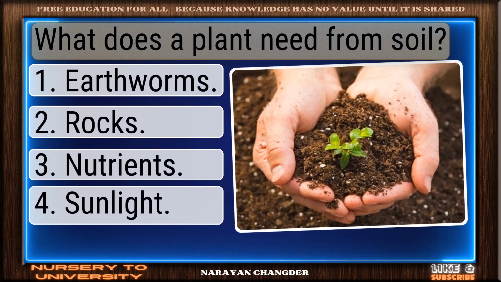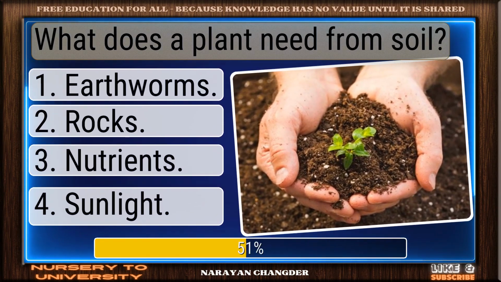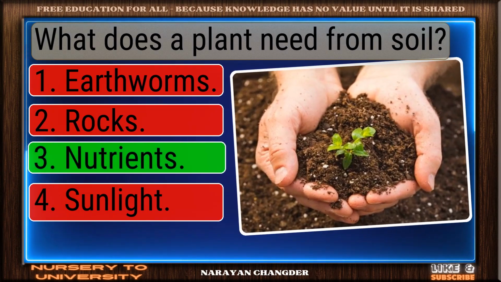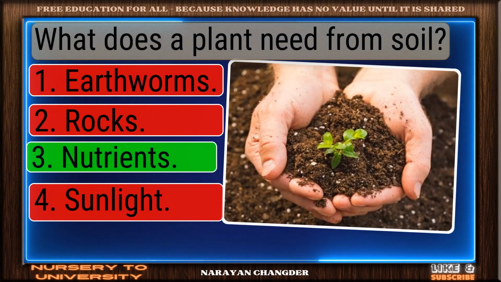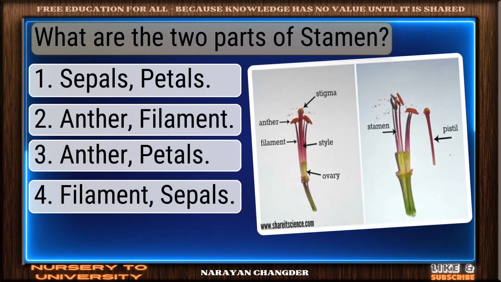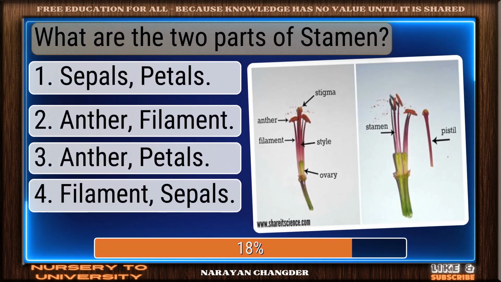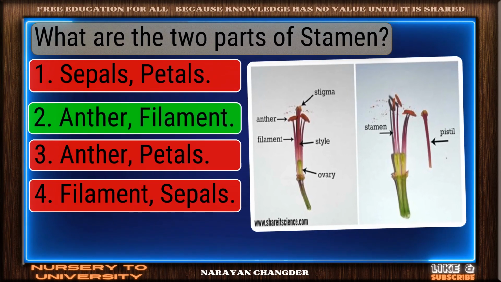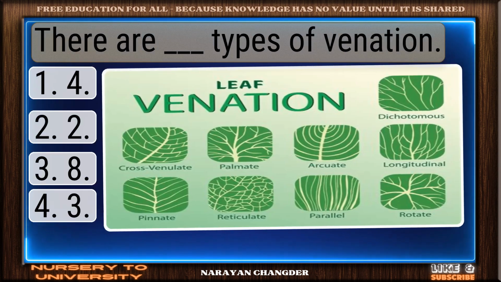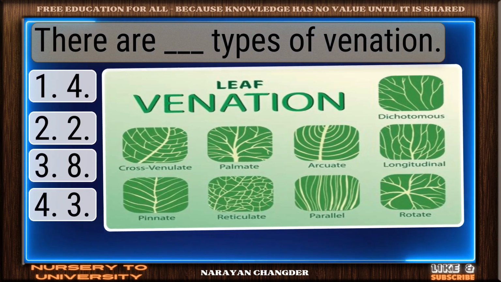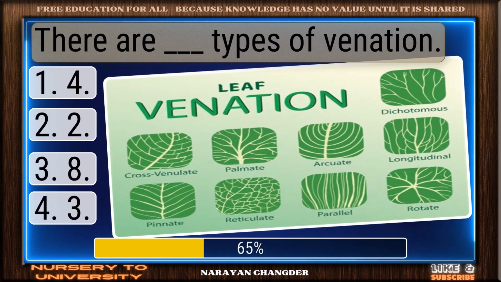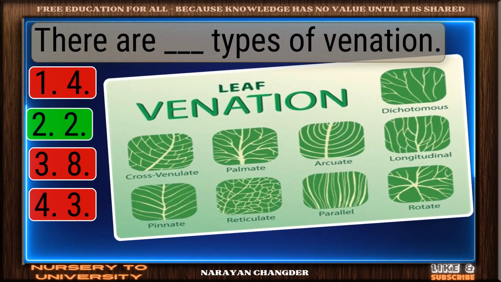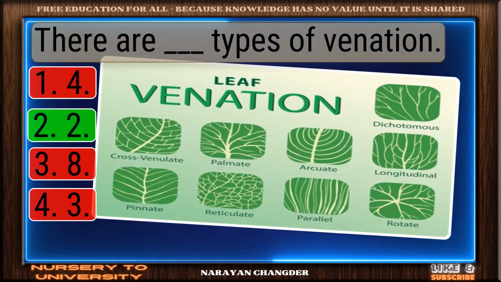What does a plant need from soil? Strong choice. Nutrients is the right answer. What are the two parts of stamen? Excellent. Anther, filament is a brilliant choice. There are dash types of venation. Great job. 2 is the accurate answer.